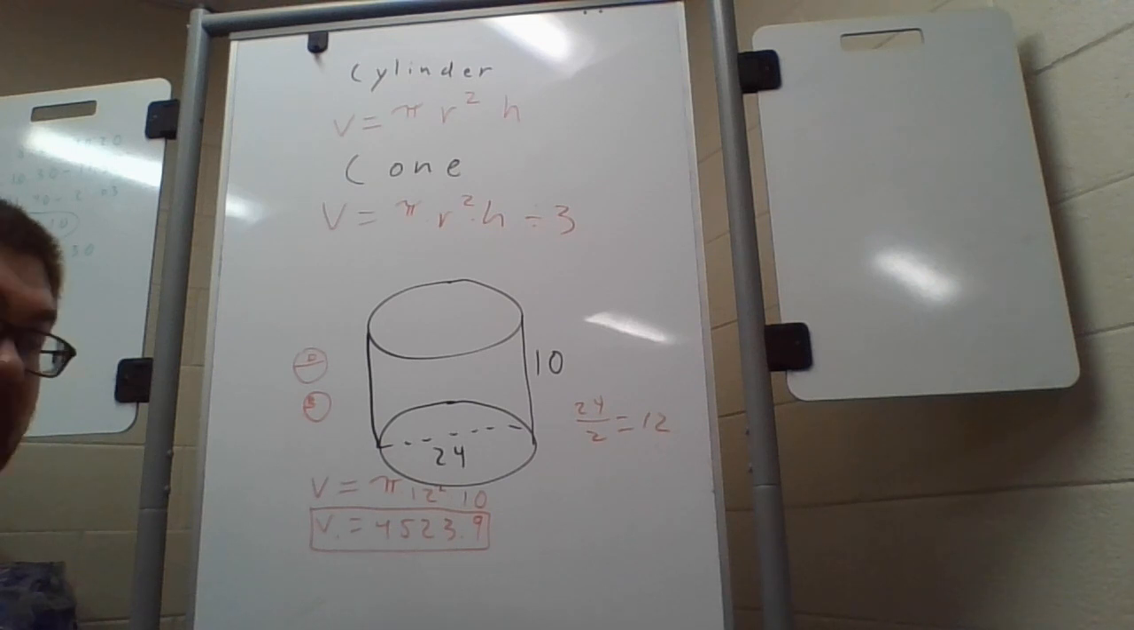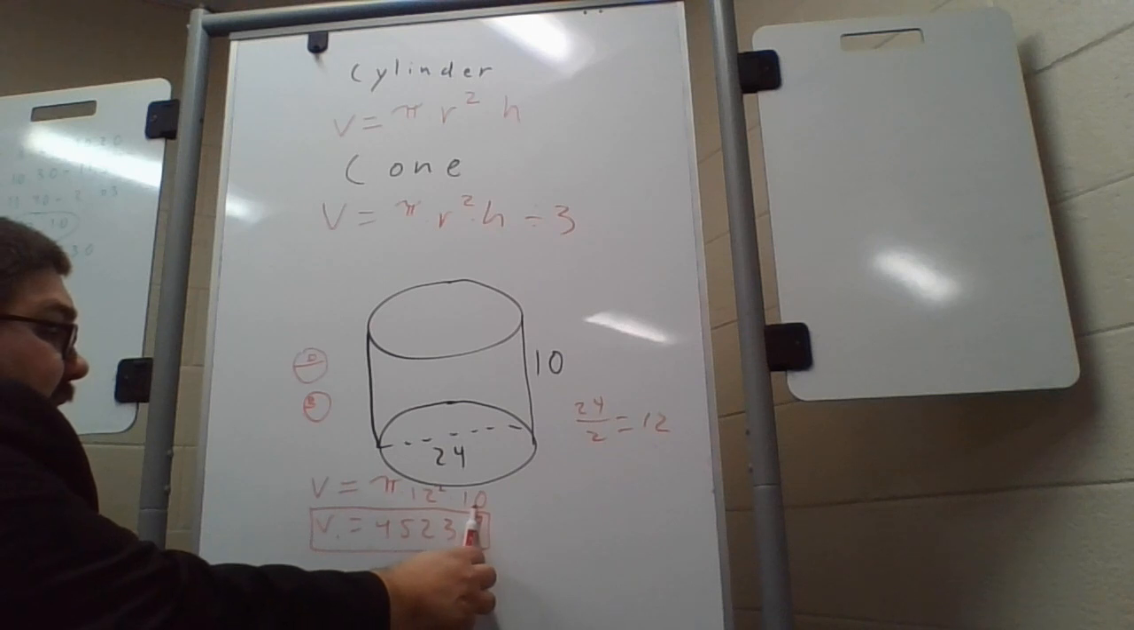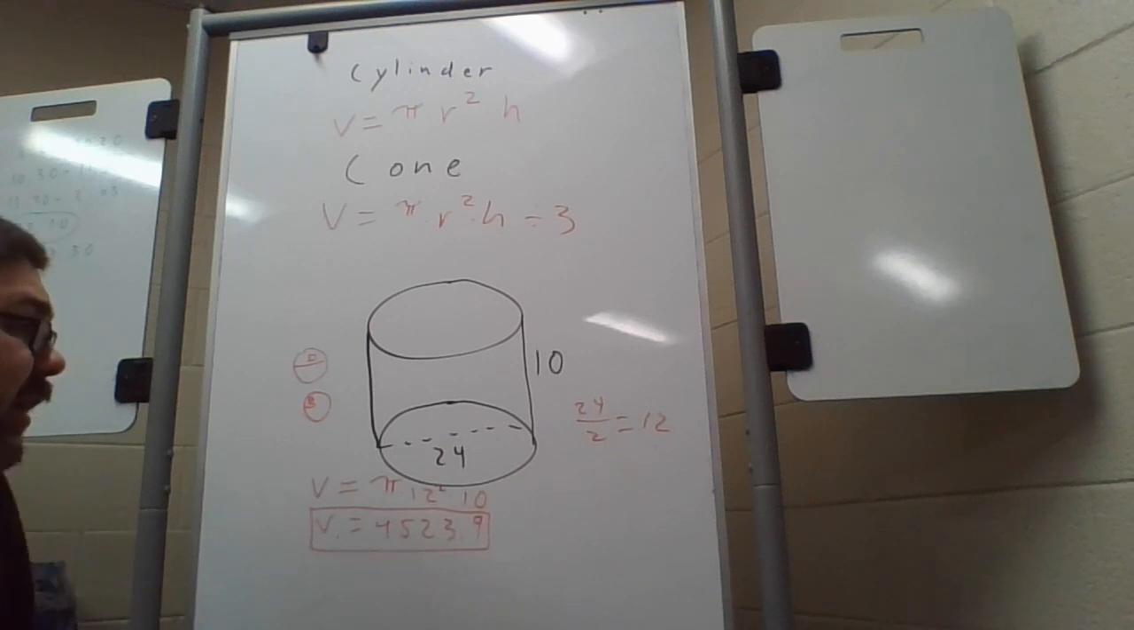Hopefully that's really easy. Once again, you're going to do pi times radius squared times height. In this example, it's 10. Pi times radius squared times height. In this example, that's pi times 12 squared times 10. And this would be our answer. Well, hopefully that's pretty simple.